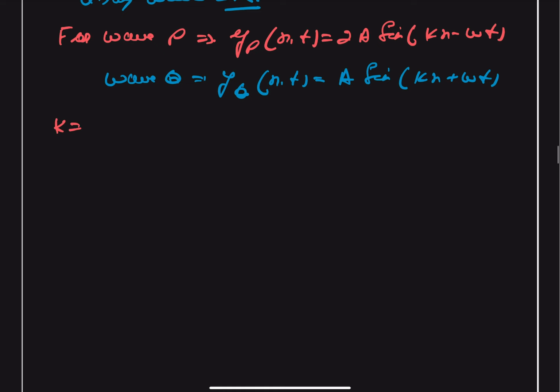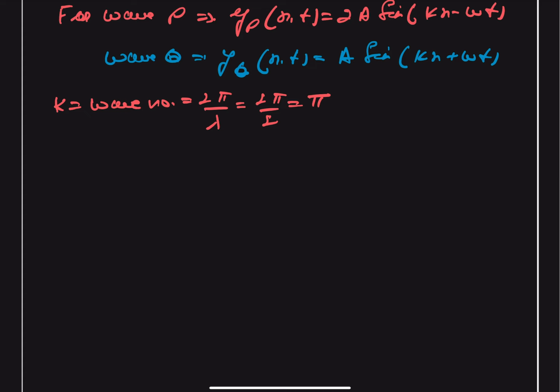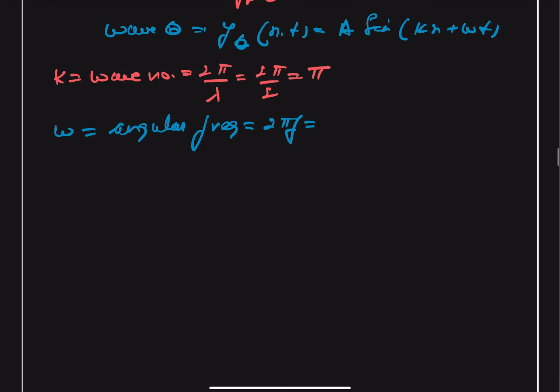We can find out k, the wave number, is equal to 2 pi upon lambda, and this becomes 2 pi upon 2, which will be equal to pi. So wave number is pi, and we can also find the value of omega, that is the angular frequency. Omega is equal to 2 pi f. We already know the value of f, it comes as 0.5 times pi. So we can write both the equations, and the superposition takes place at x equal to 5.